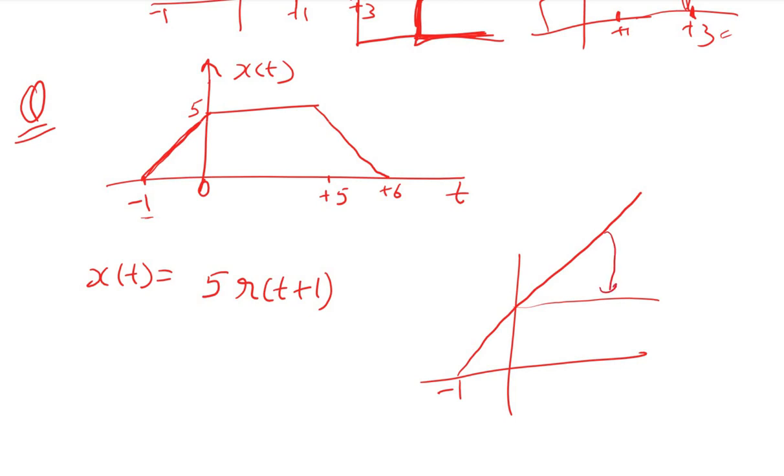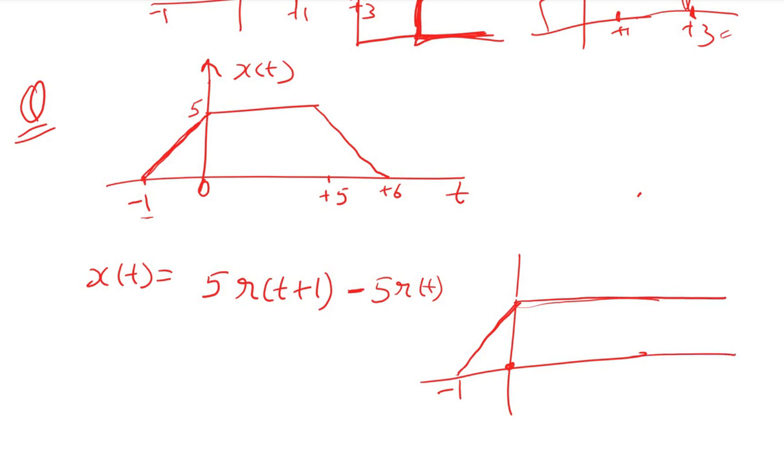So we need to subtract another ramp function from here. We need to subtract another ramp function from this total ramp function. The slope is again 5 and it starts at time t is equal to 0. So we'll subtract another ramp function, right? So after subtraction it becomes something like this.